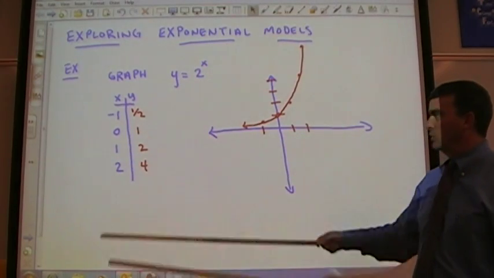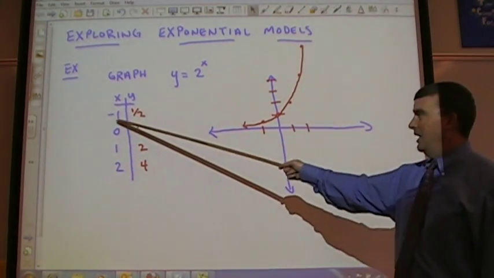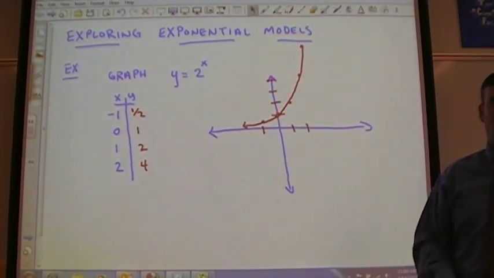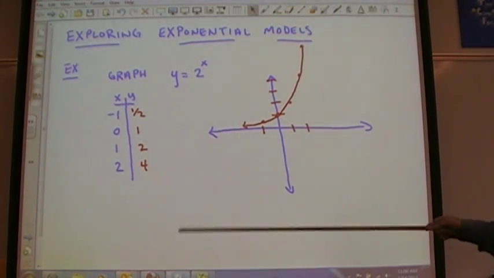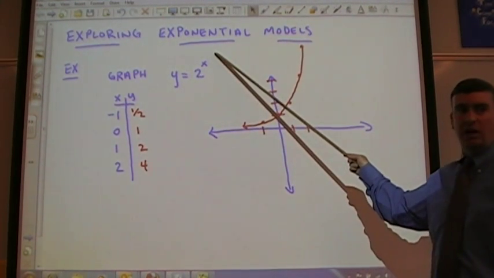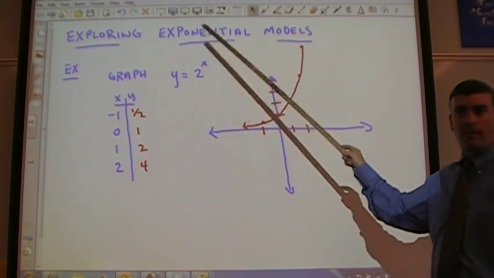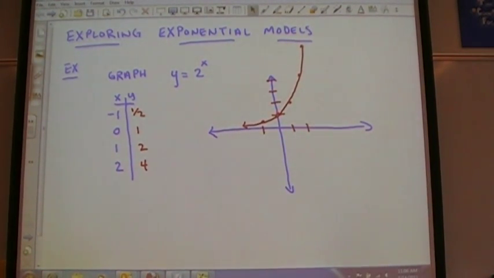-1, 0, 1, and 2. Does everybody understand how I got 1/2 when I plugged in -1? 2 to the -1, you can't have a negative exponent, can you? So what do you do? If you have a negative exponent, what do you do? You take the reciprocal. So it becomes 1/2 to the positive 1. To get rid of negative exponents, you take the reciprocal. And 1/2 to the positive 1 is 1/2.